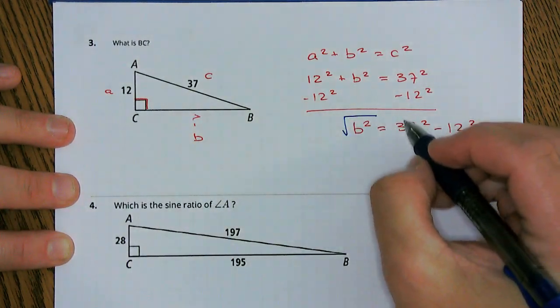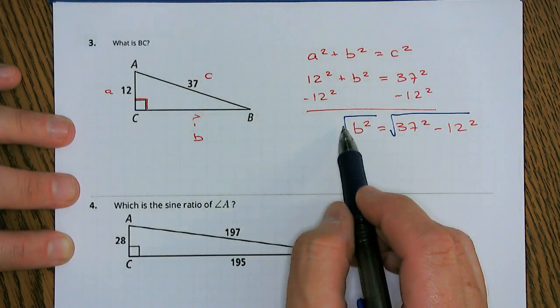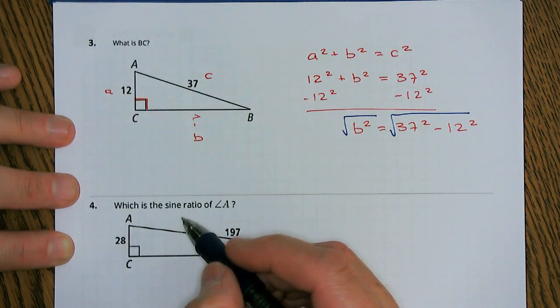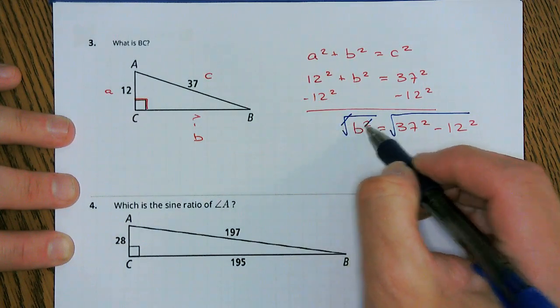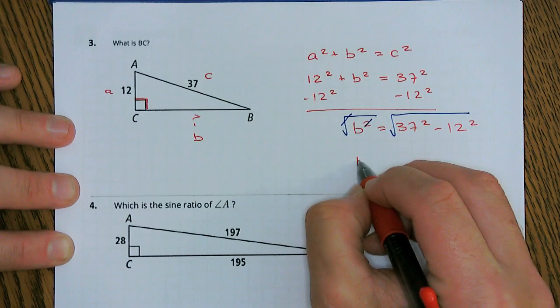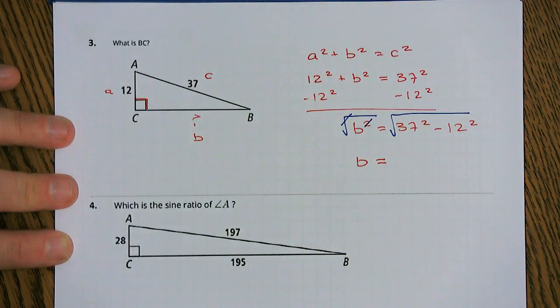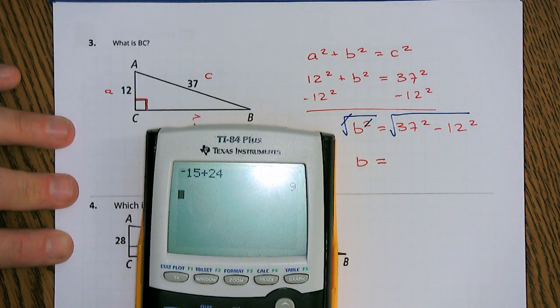So let's take the square root of the left, and we also have to take the square root of the right-hand side, because what we do to one side, we have to do to the other. So the square root undoes the square, leaving us with just B on this side. And over here, we're going to evaluate this with our calculator. So let's put that in.